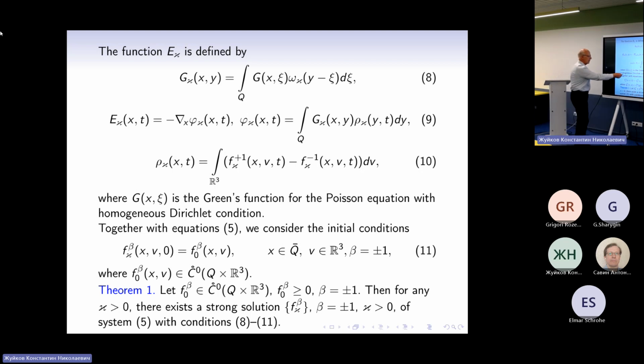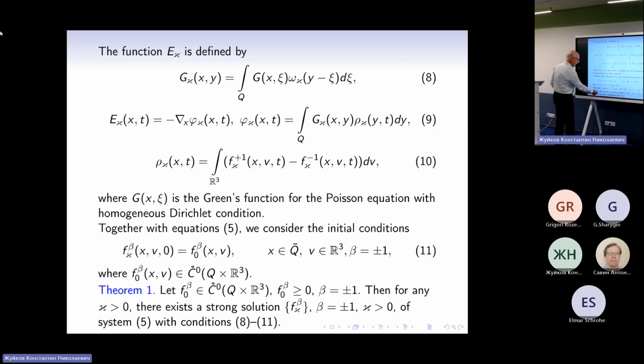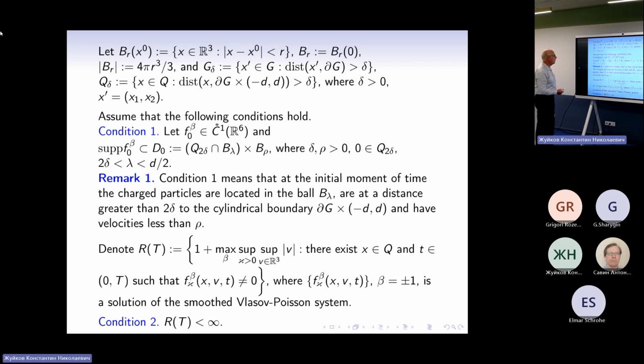Together with equations 5, we consider initial condition 11, and we assume that the initial density functions are continuous functions with compact supports. Theorem 1. Let f_0 belong to the space, and of course we assume that the functions are non-negative. Then for any kappa, there exists a strong solution f_beta^kappa of system 5 with condition 11. Now, is the solution on the infinite time interval? No. I told you at the beginning that we consider this on an arbitrary but fixed interval [0, T].